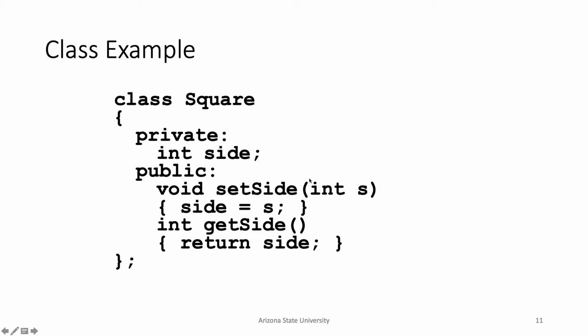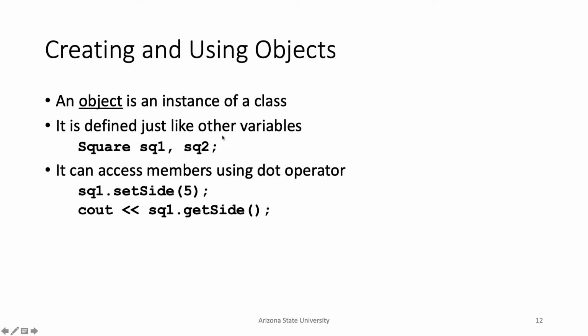So public here means if I declare a square object, like a string object, I can say whatever the name of that variable is, dot get side. Like you can call dot length on a string, you can call dot get side to get the side length of the square. Or I can say the name of the variable dot set side and pass in the side there. We declare them exactly the same way as we do with everything else we've done so far. It's just now we have to make it the same type as we called it in the class. Then we can call dot set side, and get side we can do exactly as we might expect.